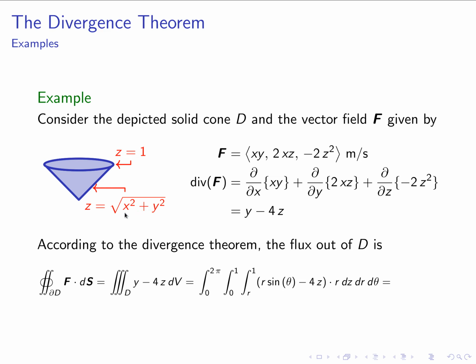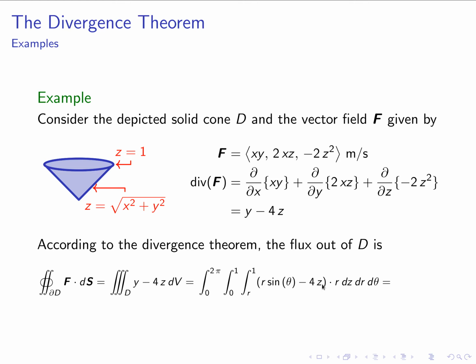Z ranges from root x squared plus y squared, which is equal to r in cylindrical coordinates, up to z equals 1. And then r ranges from 0 to 1, and theta ranges from 0 to 2 pi. In cylindrical coordinates, y is equal to r times sine theta, and z is equal to z, so we're still integrating y minus 4z, which is r sine theta minus 4z.